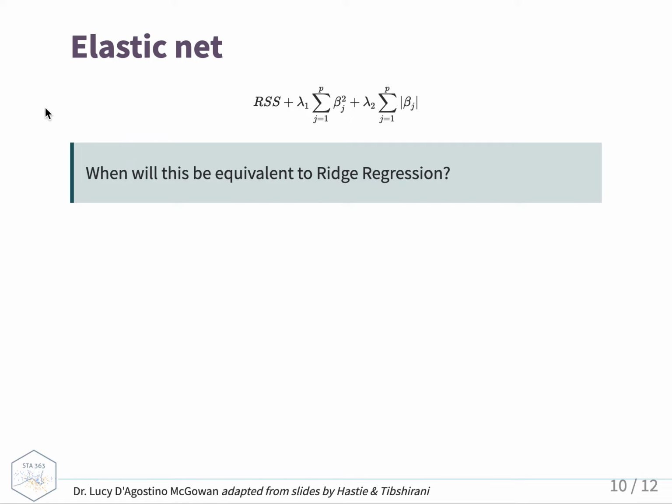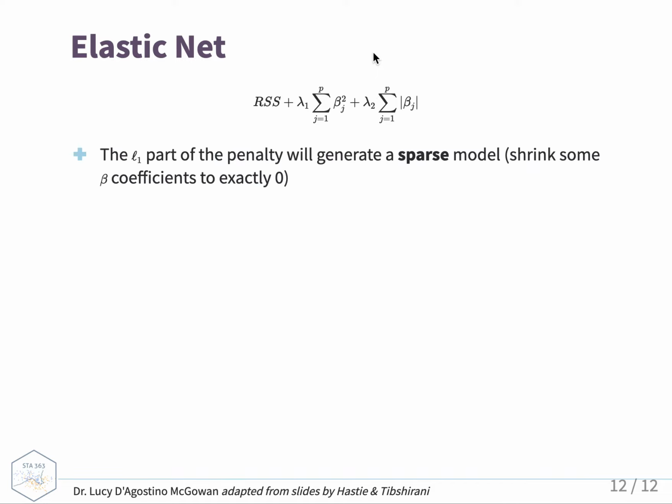So when would this be equivalent to ridge regression? We just talked through this a little bit, but this is going to be exactly equivalent to ridge regression. Remember, ridge regression is the residual sum of squares plus lambda times the sum of the squared betas. So this is going to be exactly equal to ridge regression if our lambda 2 is 0 and this term drops out. And for Lasso, it's going to be the opposite. It's going to be exactly equal to Lasso if this middle term drops out, meaning if lambda 1 is equal to 0, this middle term will drop out, and this will be exactly equal to Lasso.